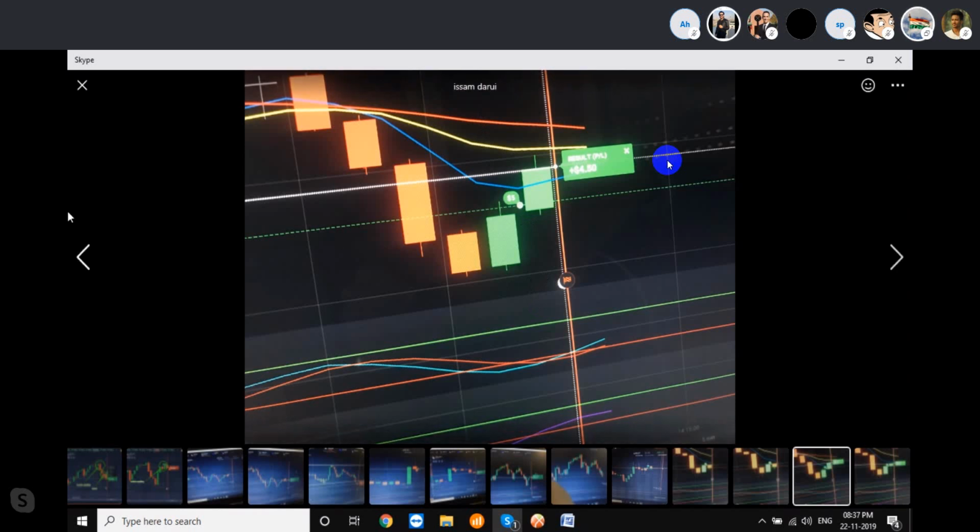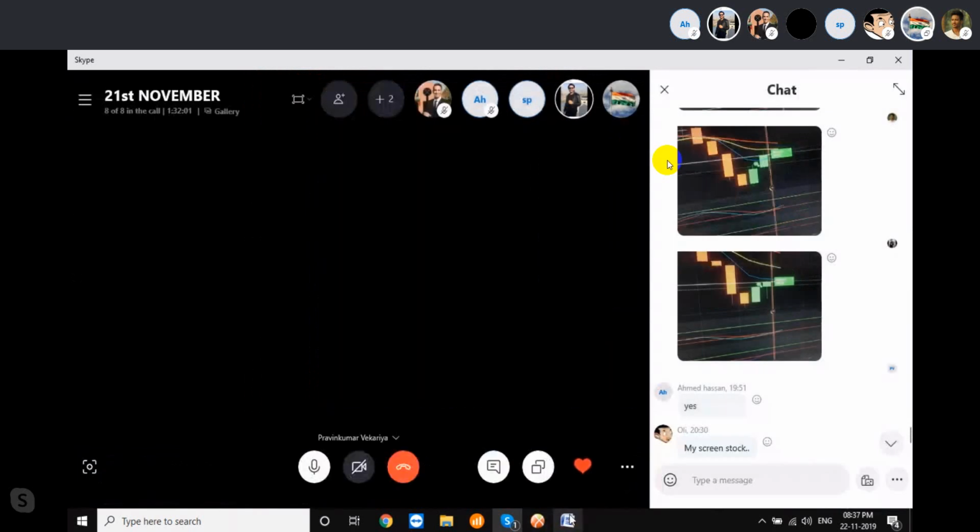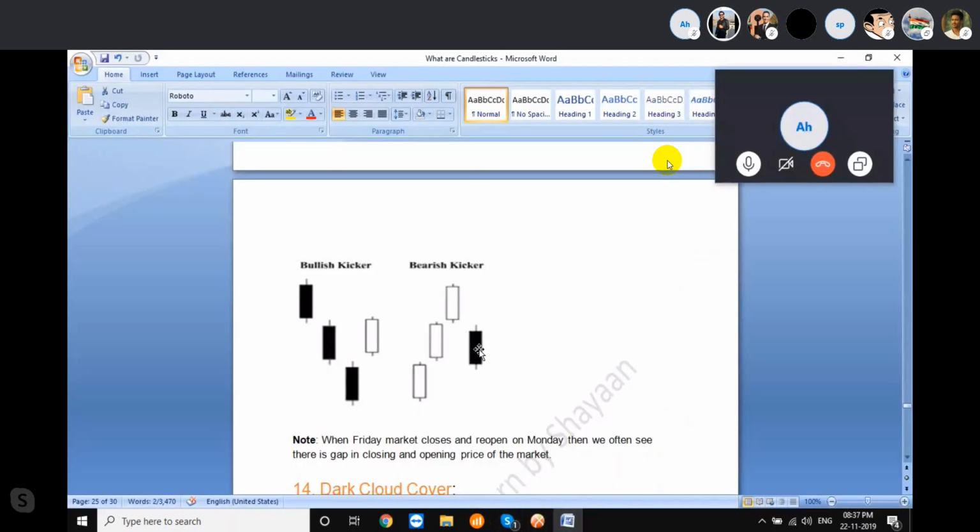And exactly the opposite for the bearish kicker. If the market is totally up, in an up direction, the first three are consecutive bullish candles, and the fourth candle is a bearish candle. Then we will be placing a trade on the fifth candle as a sell. Same. Clear, guys?